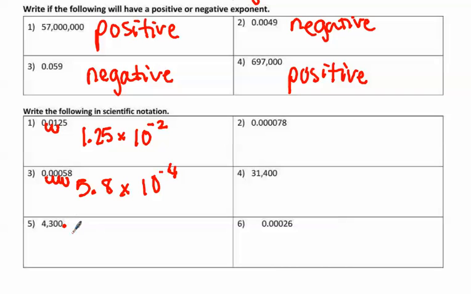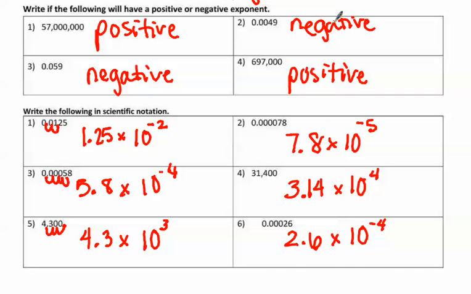The decimal of a whole number is at the back. I'm moving it 1, 2, 3 places to get 4 and 3 tenths times 10 to the positive 3. It is positive because you start with a whole number, and it's 3 because you move 3 places. Now pause the video and try numbers 2, 4, and 6. Check your answers as shown below.